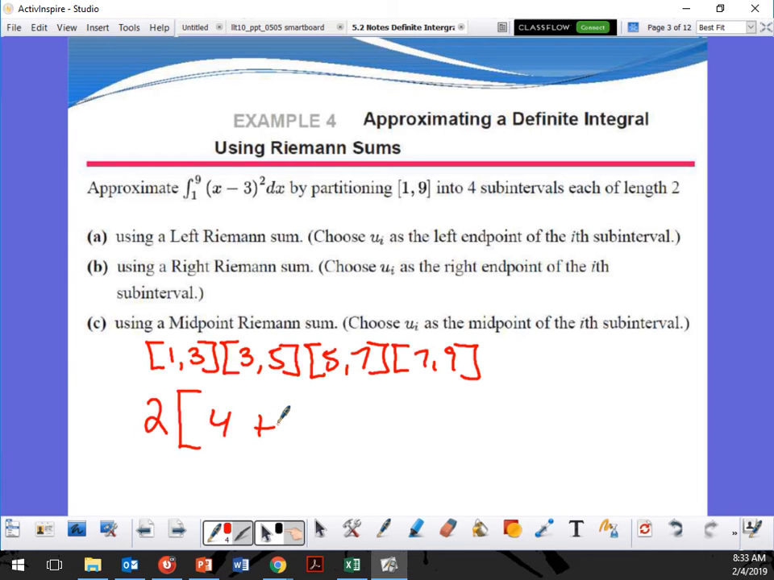Plus, next one's going to be 3, 0. Plus, next one's 5, 4. So that's going to give me 4, right? Plus 7, which is 16. So it's going to be 48. So right here, I could add these together, and then multiply by my delta x, which is 2, because that's the same thickness for each one of those. So together, I get 24 times 2 is 48.